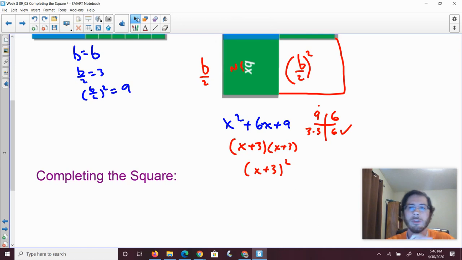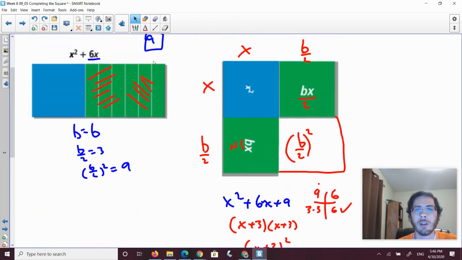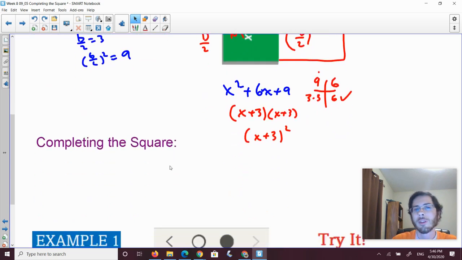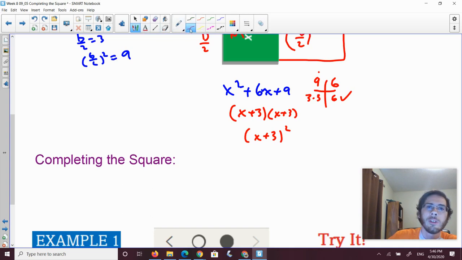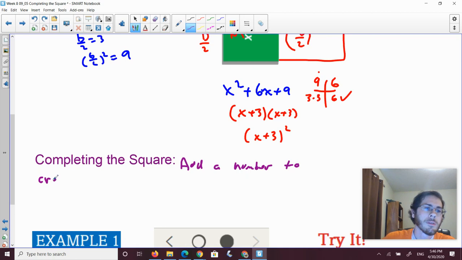So that's our goal. If you want a visual, the visual to keep in mind is we're making squares. I'm trying to make squares out of the pieces that we're given. In this case, we're given x squared plus 6x. To make it into a square, I need 9, because that would make me a full square. And that's our goal with completing the square. So that's what our vocab is. When we complete the square, what we're going to do is add a number to create a perfect square trinomial.